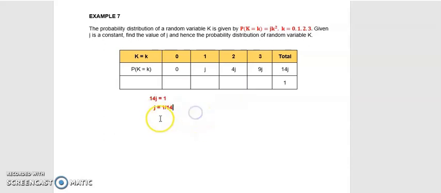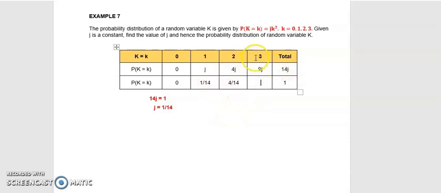Okay, since we know that j equal to 1 over 14, then we can find what is probability for each value of k. So here you put probability of k equal to k. So when k equal to 0, the probability is 0. When k equal to 1, the probability is j. So what is value j just now? 1 over 14. Okay, when k equal to 2, the probability is 4j. So what is the probability here? So 4 multiplied by 1 over 14. So here you will get 4 over 14.